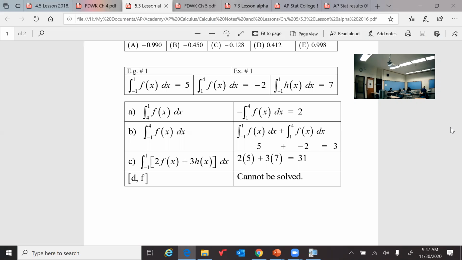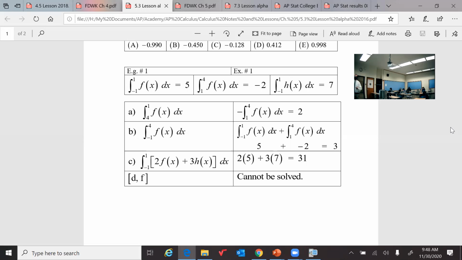From -1 to 1, the base would be 2. If you got a rectangle, the height would be 5 halves. 2 times 5 halves will give you an area under here of 5 square units. That make sense? It does not have to be a rectangle. It could be any curve where that area is 1.